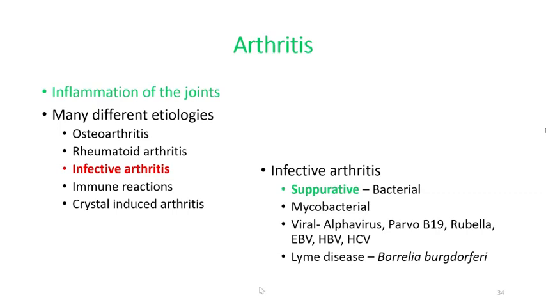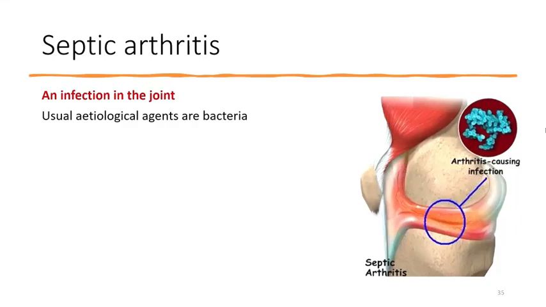So you have to know a little bit about Lyme disease, that is due to Borrelia burgdorferi. I'm not going to talk about Lyme disease in this lecture because it's mainly focusing on suppurative arthritis. But if you are interested, you can read just to know a little bit about it, because it is considered as a disease due to an infective organism as well as a disease due to immune reaction.